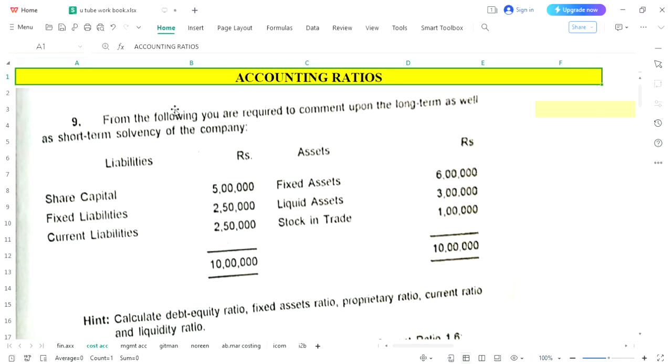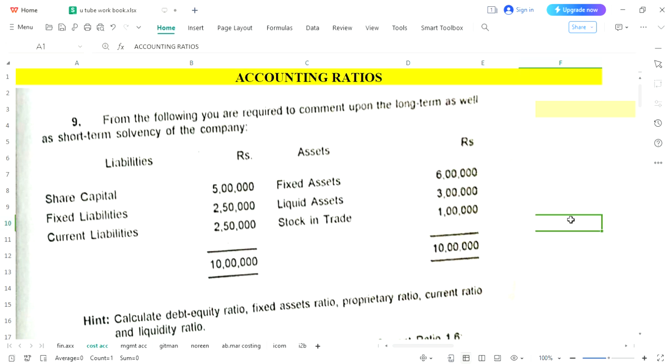Today's target is to solve question number 9. The chapter we are related with is accounting ratios. My voice is a little bit disturbed. Hopefully you can ignore it.